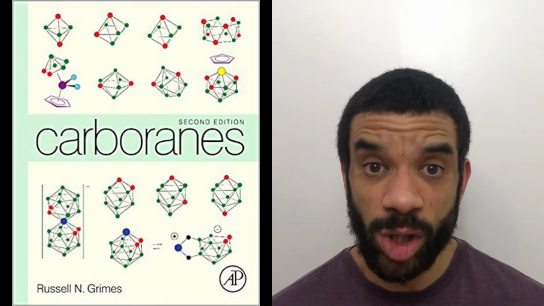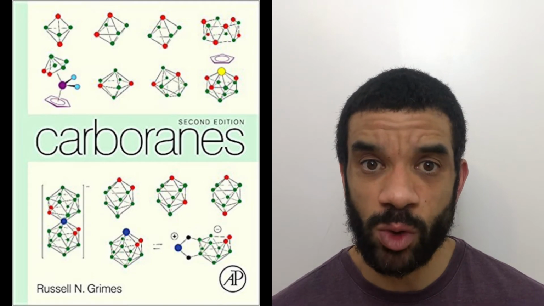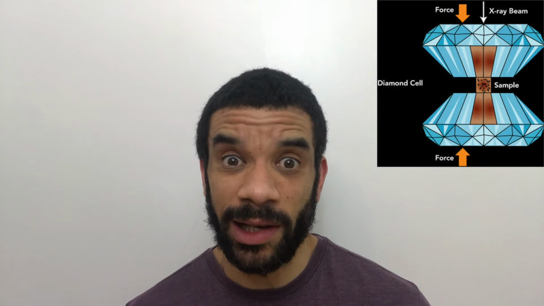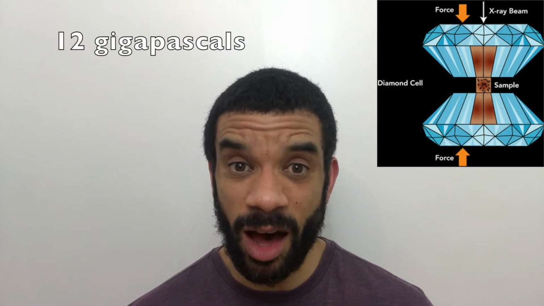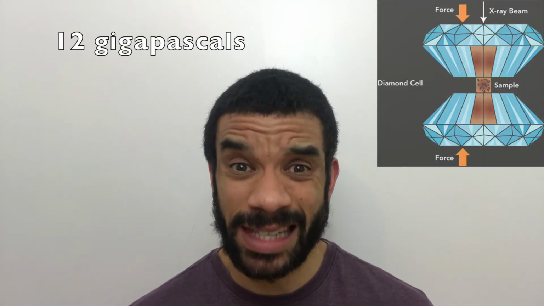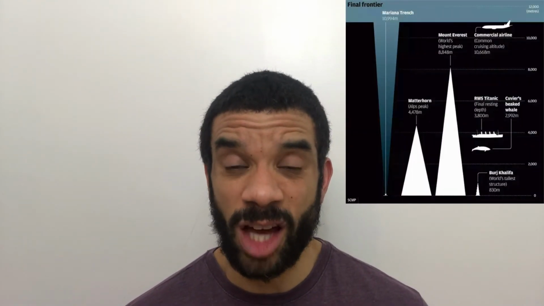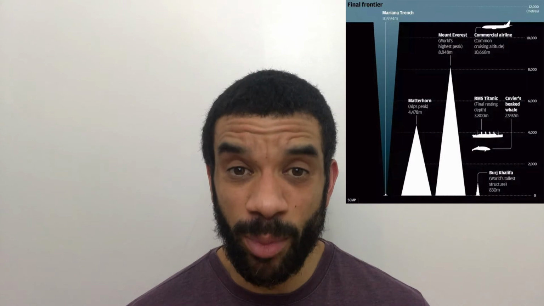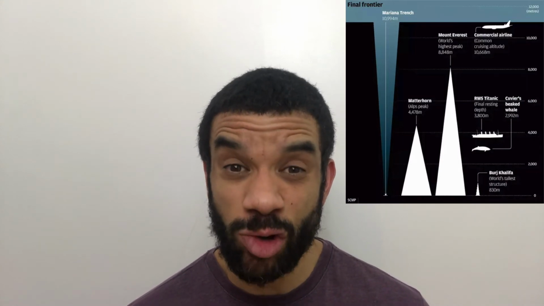So they did this by putting the molecule between two rigid structures called carboranes. And this tiny little anvil around the molecule was then put into a larger diamond anvil, and the pressure was increased up to 12 gigapascals. Now, if you want to put that into perspective, that's 100 times the pressure at the bottom of the Mariana Trench. 100 times that pressure.